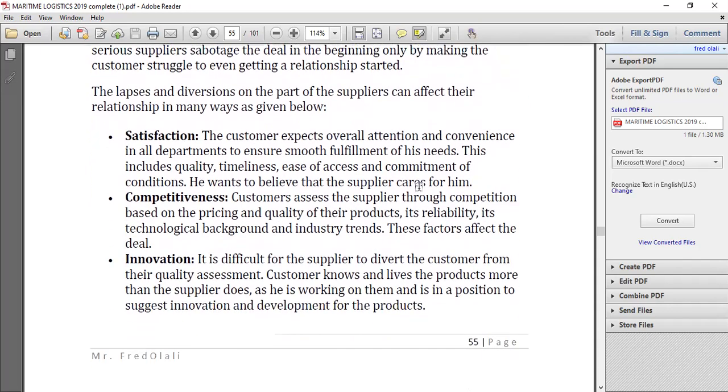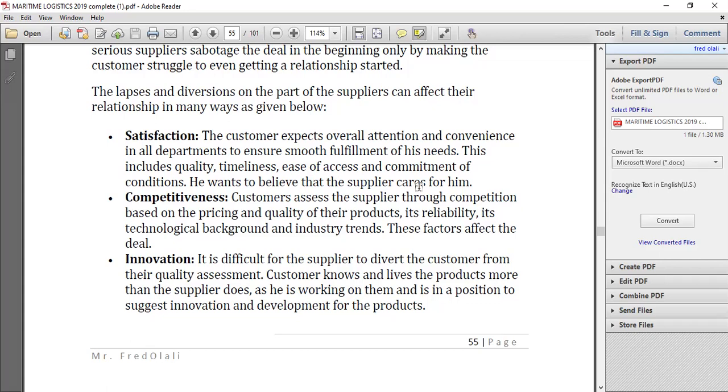One, satisfaction. The customers expect overall attention and convenience in all departments to ensure smooth fulfillment of their needs. This includes the quality, timeliness, which means you offer them at the right time, ease of access, and commitment to the conditions. And he wants to believe that the supplier cares for him. They're like young kids, these customers, so they need that care, and you must show them that you care for them.